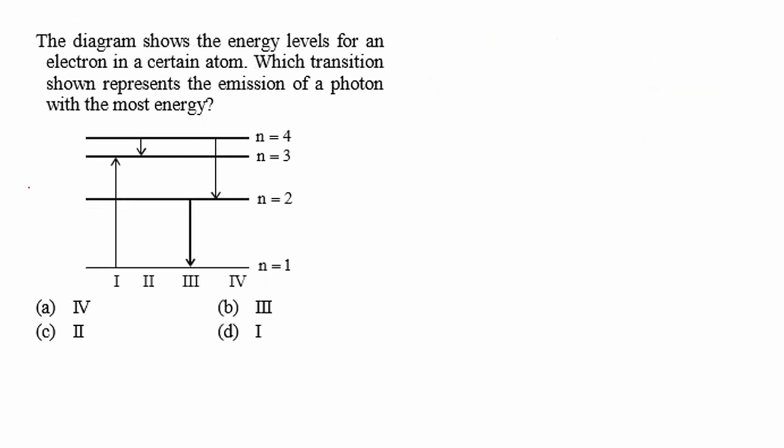The diagram shows the energy levels for an electron in a certain atom. Which transition shown represents the emission of a photon with the most energy? Observe the energy level diagram and find out which can emit the greatest amount of energy. See here, we have the equation for energy: E equals RHC into 1 by N1 squared minus 1 by N2 squared. Here E will be maximum, N2 is the higher energy level.